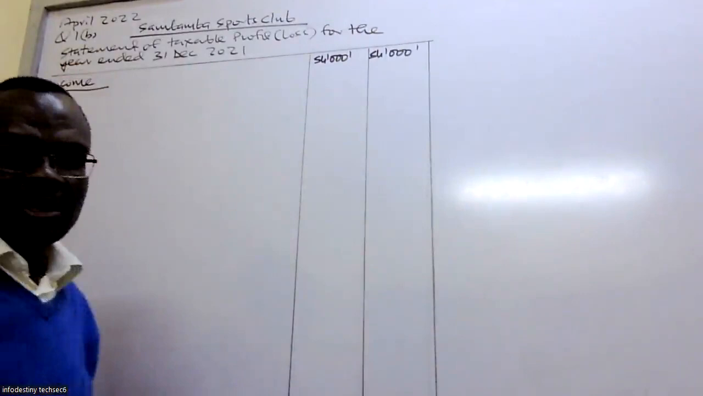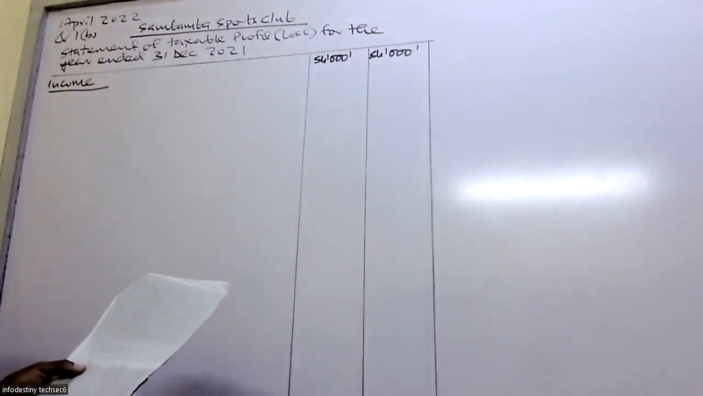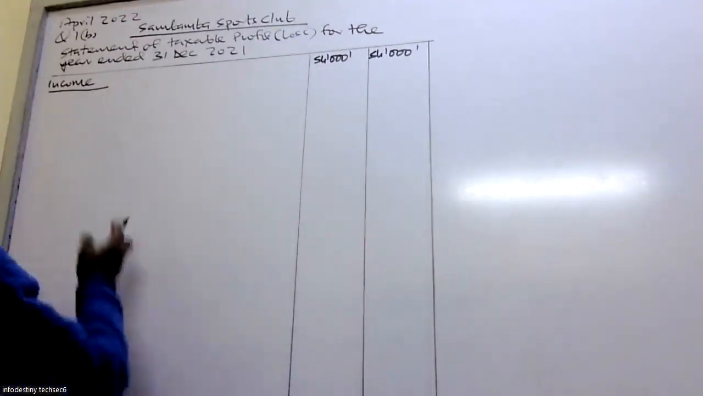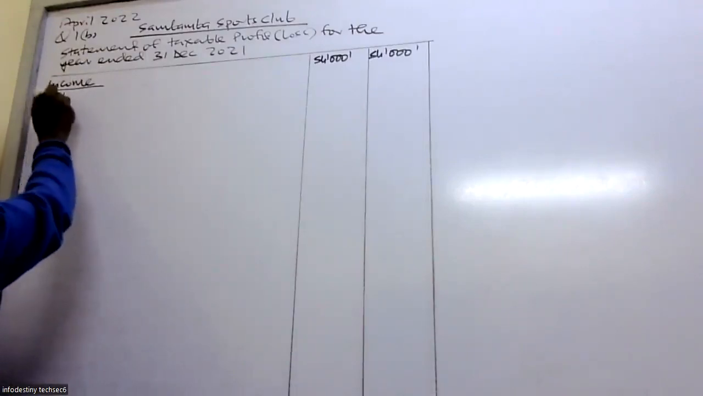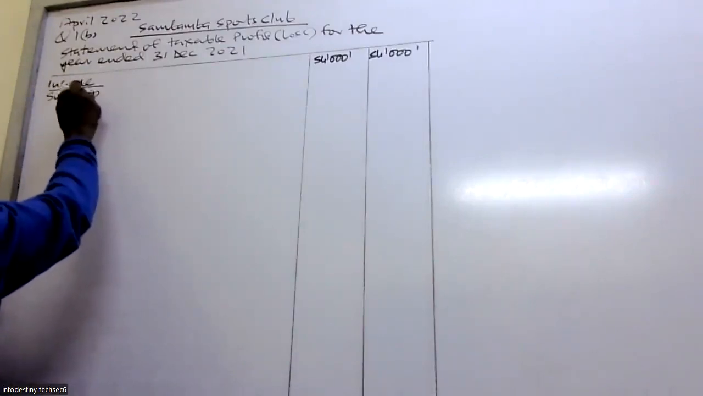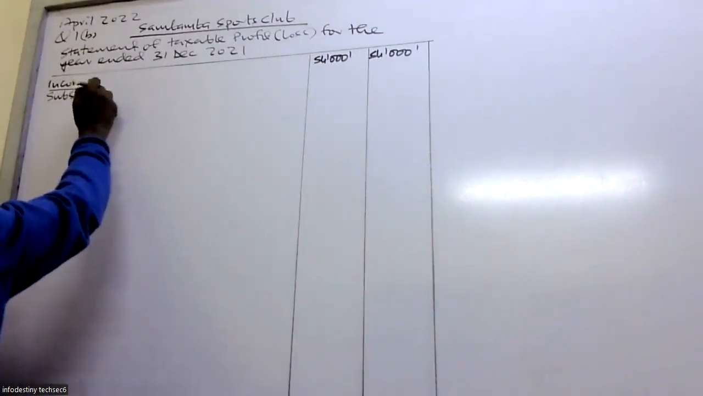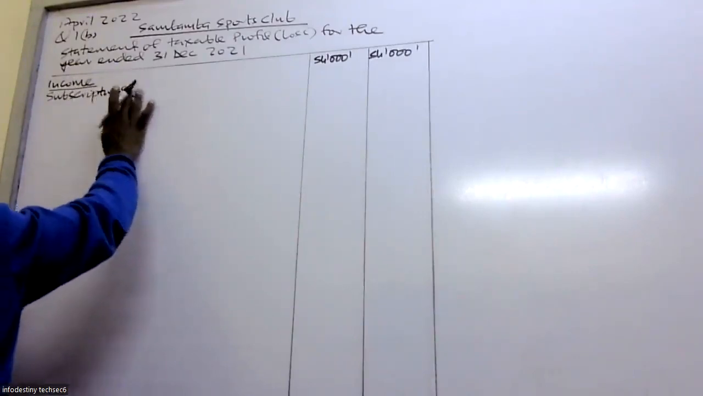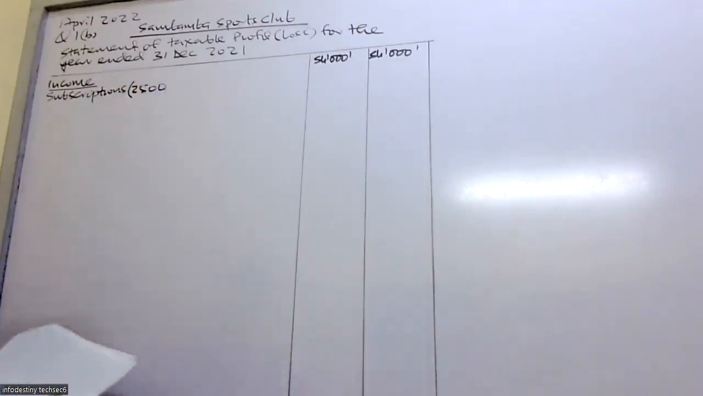So we get the incomes of the sporting club, and then we can get the allowed expenses. The first source of income you can get in the debit of the receipts and payments is subscriptions. So subscriptions there was 2,500,000. Then we'll check whether adjustments are to be made.